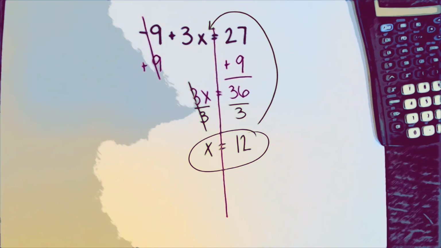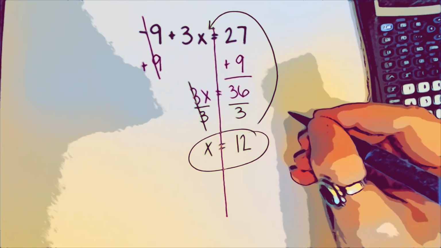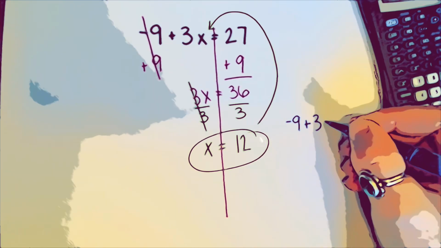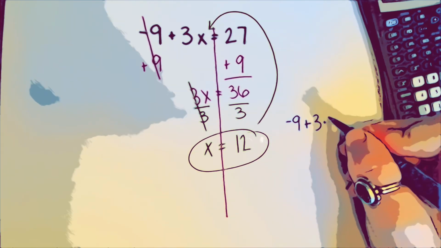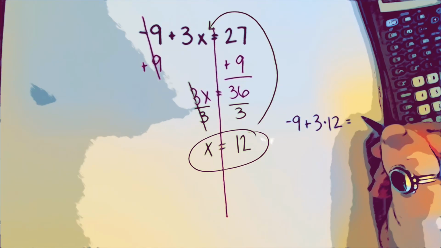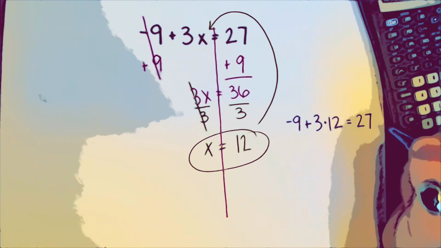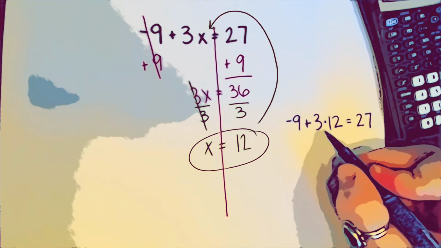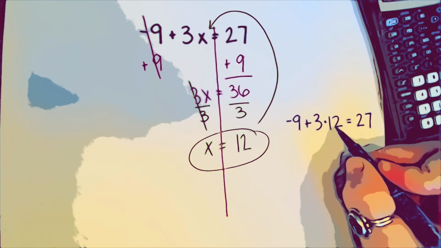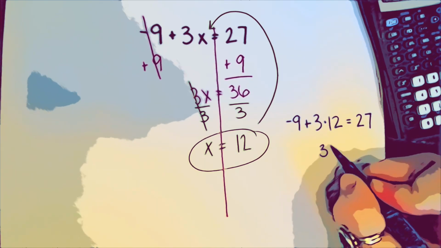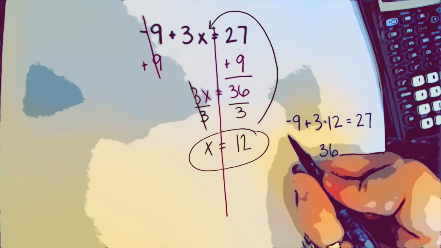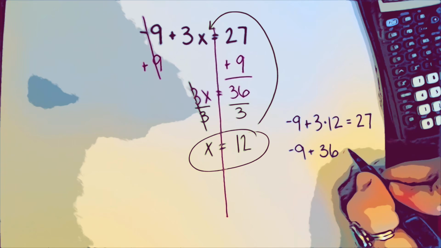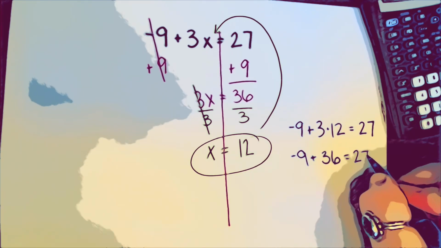We are winning. So I have -9 plus 3 times 12 equals 27. Let's do a little PEMDAS. We are going to do some multiplication here. 12 times 3 is 36. I'm going to bring everything else down. I have -9 plus 36 equals 27.